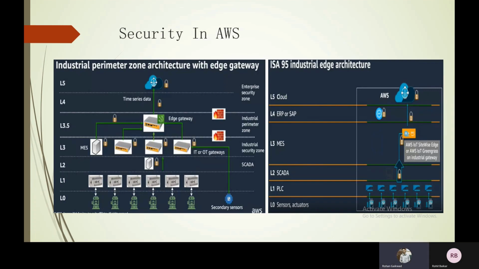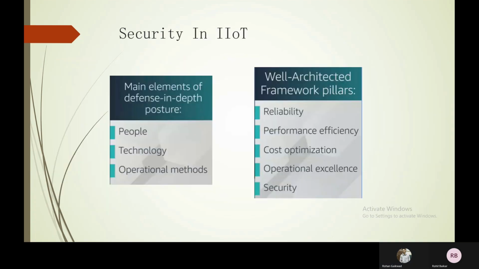ISA 95 Industrial Edge Architecture. Such tools can also help collect additional information such as logs and metrics from the industrial control systems such as MES, SCADA, and Historian.